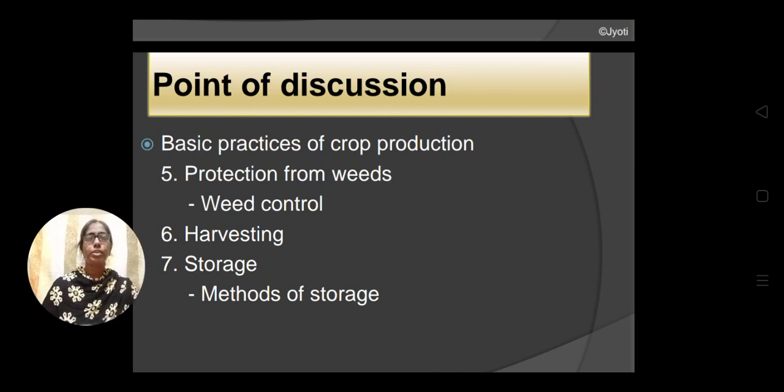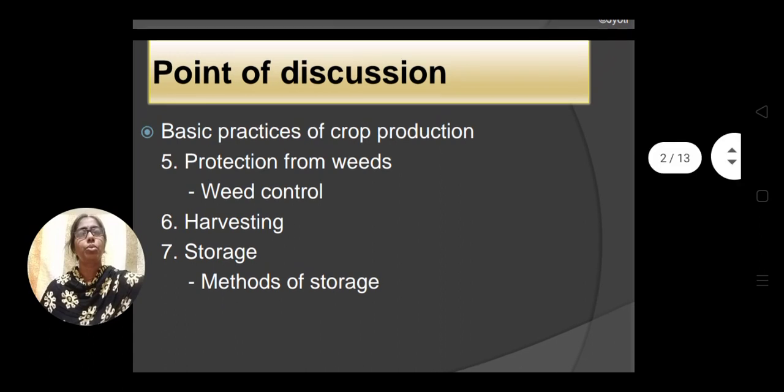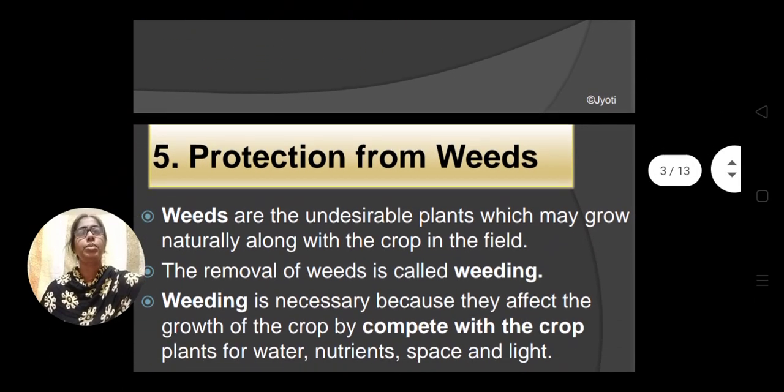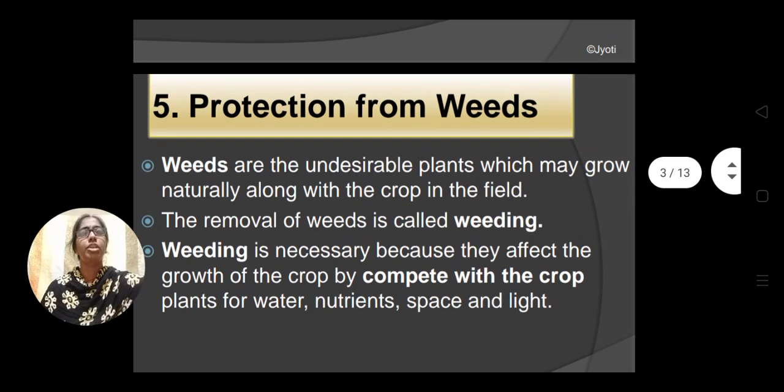In the previous two sessions we have already discussed four basic practices of crop production, that is preparation of soil, sowing, adding manure and fertilizer, and irrigation. In this session we'll discuss protection from weeds, how the weeds are to be controlled, then harvesting, and then the last step is storage. Under storage we will discuss various methods of storage. So let me start with the protection from weeds.